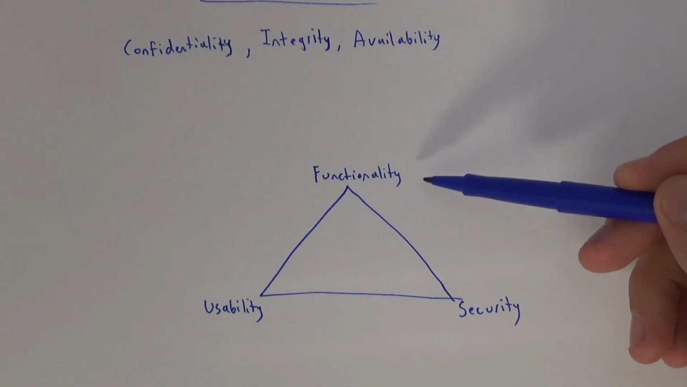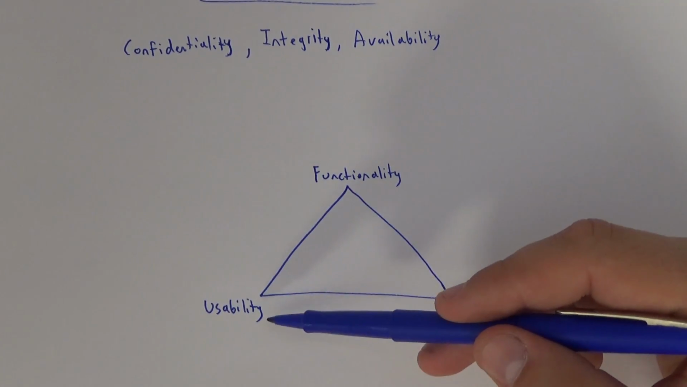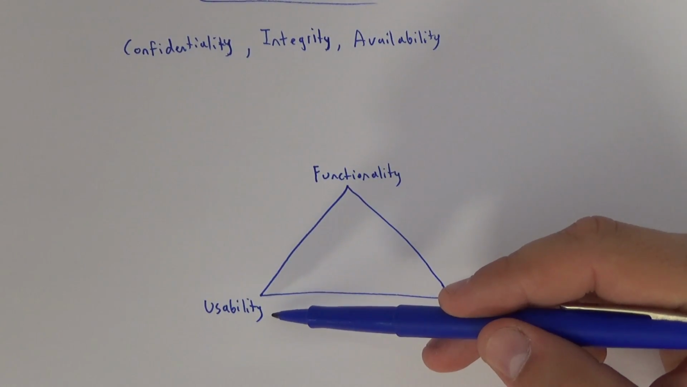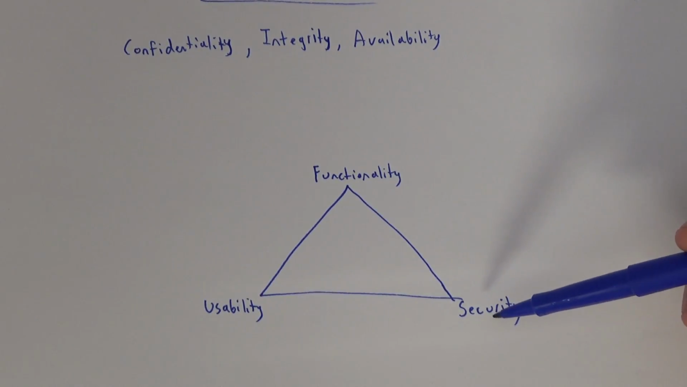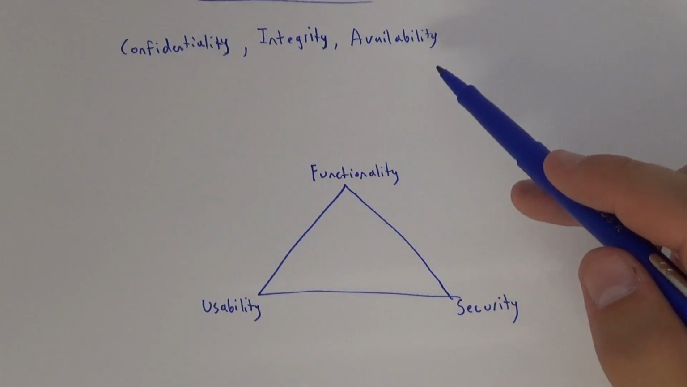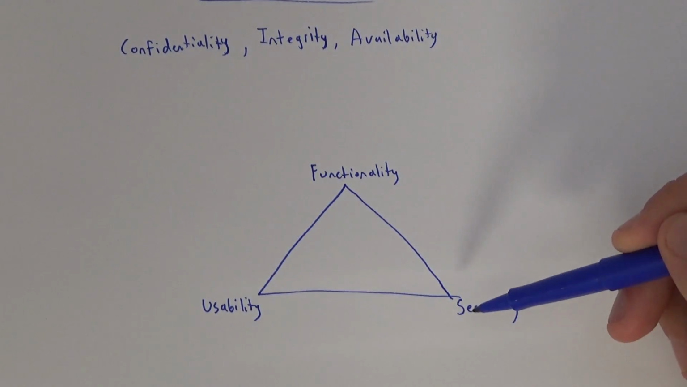Now, as we implement security measures, we want to keep in mind the FSU triangle: functionality, security, and usability. Functionality is how many things a device can do. Usability is how easy it is to use that device. And security involves how secure the device is or how well it protects these three things.